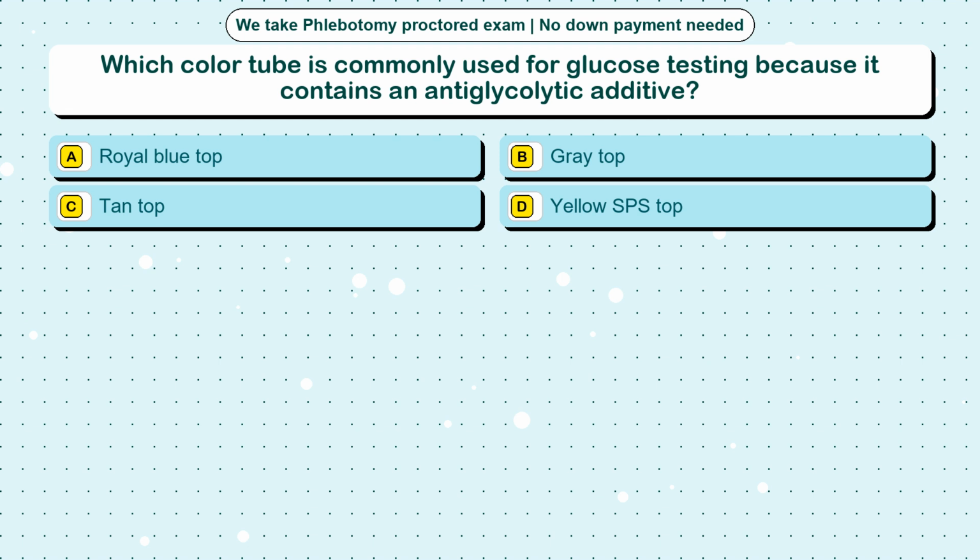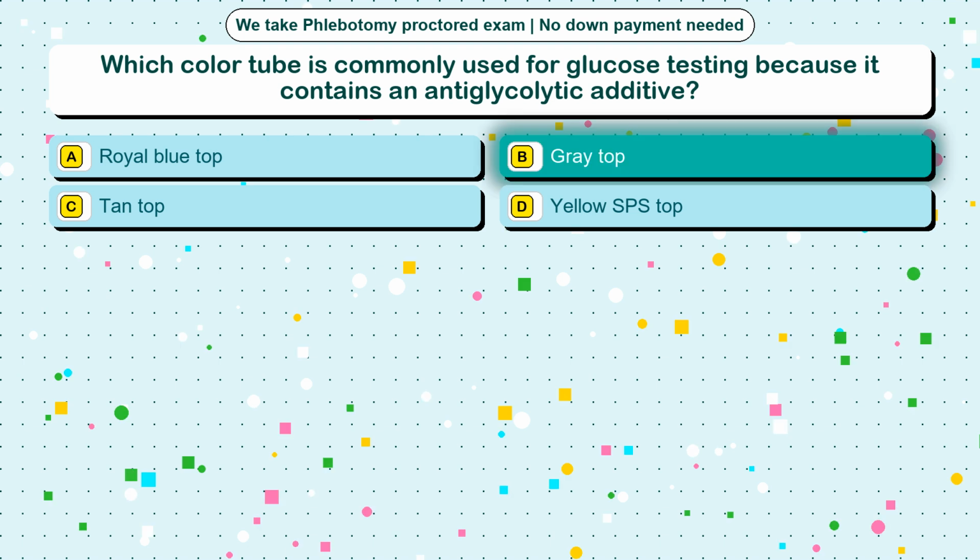Question 75. Which color tube is commonly used for glucose testing because it contains an antiglycolytic additive? Option A. Royal blue top. Option B. Gray top. Option C. Tan top. Option D. Yellow SBS top. The correct answer is option B.